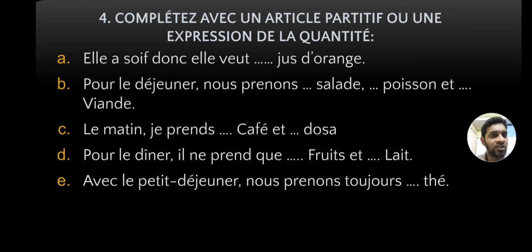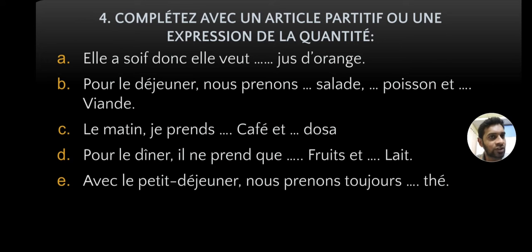So the fourth exercise, first sentence: Elle a soif, donc elle veut dash jus d'orange. Elle a soif means she is thirsty. Donc means so. Elle veut dash jus d'orange, so she wants some orange juice. We've got to use some, but in French we have for some du, de la, de l' and des.